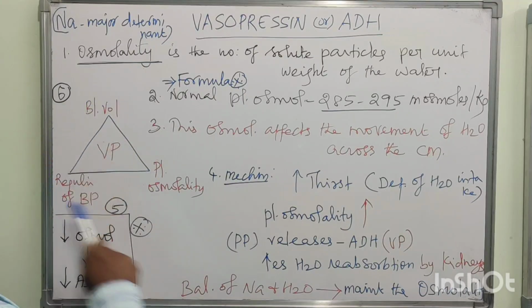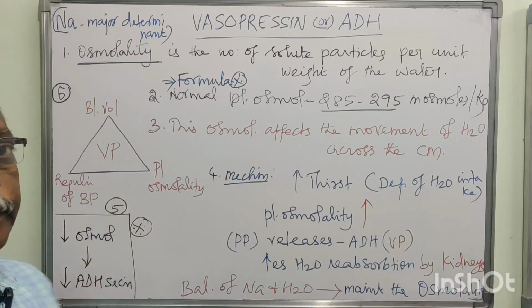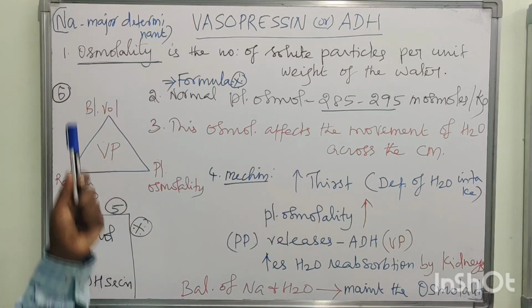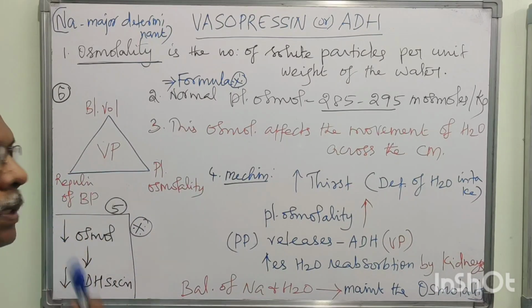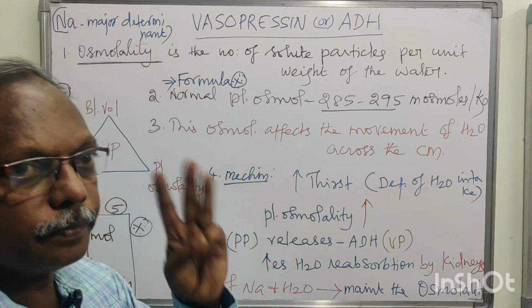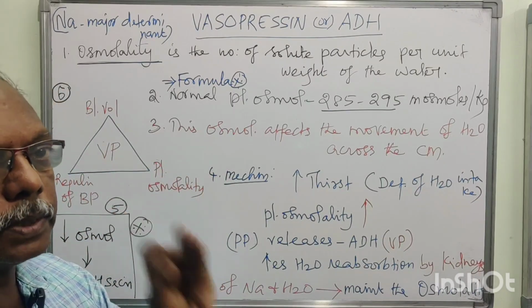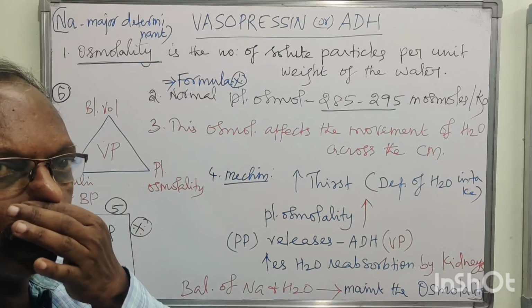So finally the last point is the general functions of vasopressin. It maintains the blood volume, it maintains the plasma osmolality, it maintains the regulation of blood pressure. Three functions: blood pressure, plasma osmolality and blood volume. Okay.